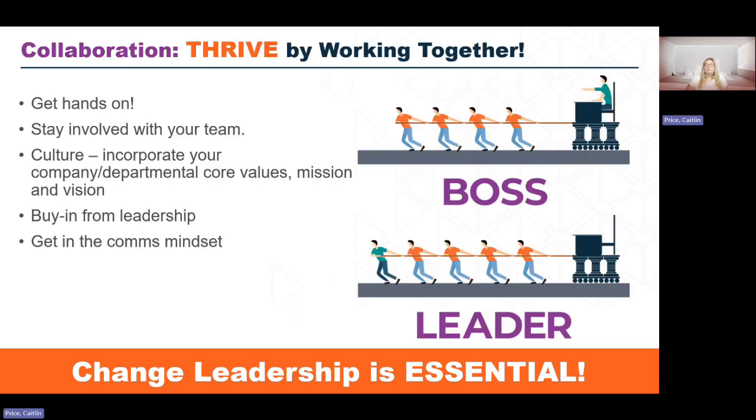Now, I introduced Tuckman's groups because we need to thrive by working together. I'm sure many of you have seen a version of this visual of the boss versus leader. When you think of a boss, typically you think of somewhat macho personality, shouting directionals at subordinates, pointing fingers and directing them where to go. You don't want to be a boss. You want to be a leader. You want to take the reins, show your team the way, and they will follow.